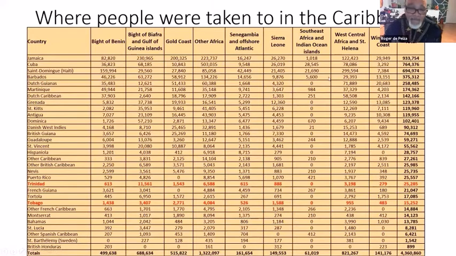I put this together myself from the database of Slave Voyages. These are people who disembarked in Jamaica, in the Caribbean, and where the boats embarked from.